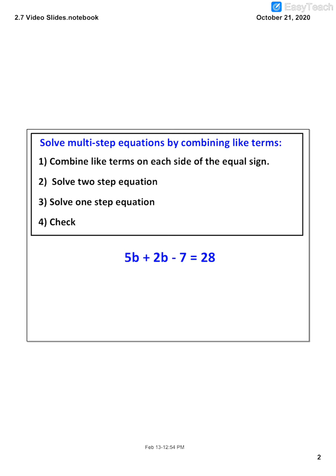So if I look at the example below, I see that 5b and 2b are like terms. So I'm going to use the shape method, and on the side I'm going to write 5b plus 2b is equal to 7b. I'm then going to rewrite my simplified equation: 7b minus 7 is equal to 28. So I see that I have no more like terms, so I know that I combined everything that I need to. If I look at step 2, it says to solve the two-step equation.